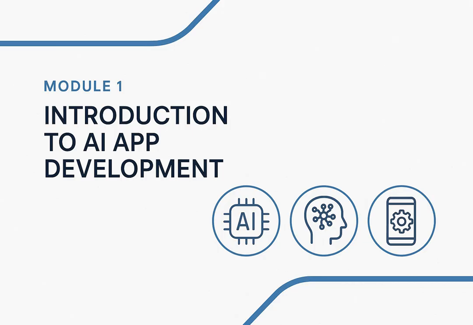Now, let's discuss the key components that make up an AI application. First, there's the data layer. AI apps require data to learn and make predictions. This data can come from various sources, such as user interactions, sensors, databases, or external APIs. The quality and quantity of data directly impact the performance of your AI app.